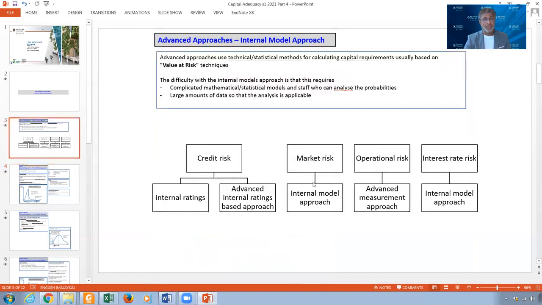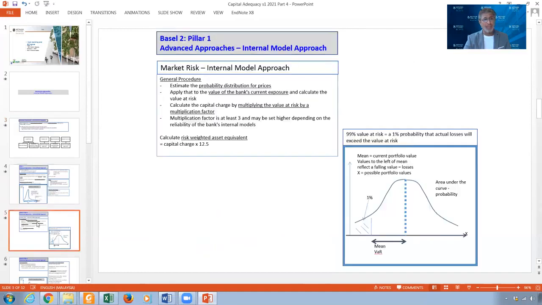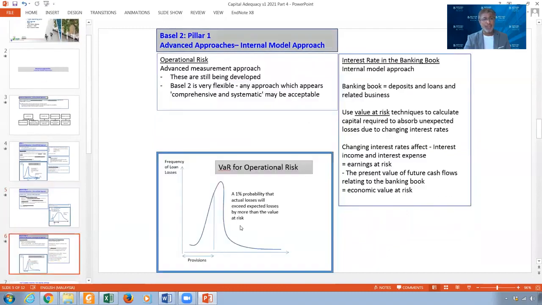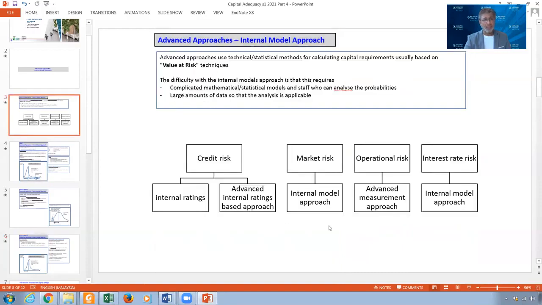Now, if you look at the market risk, for which we use the internal model approach, as you can see, it's very easy. If you have the prices here, and this is the VAR, which is the decrease in the value, and this is 1%, you just calculate this, and this is actually the market risk. Operational risk is the same thing. You have to calculate the operational risk, as you can see.